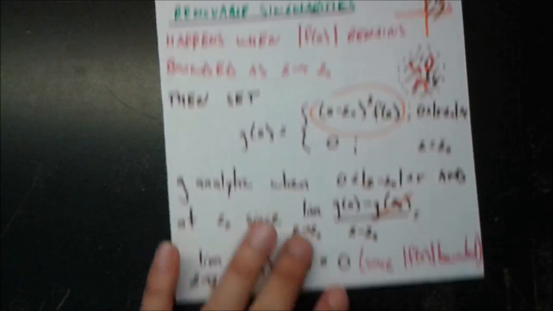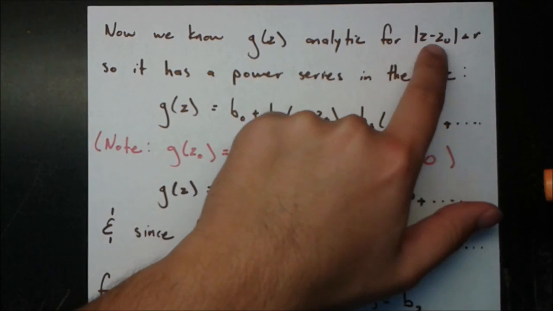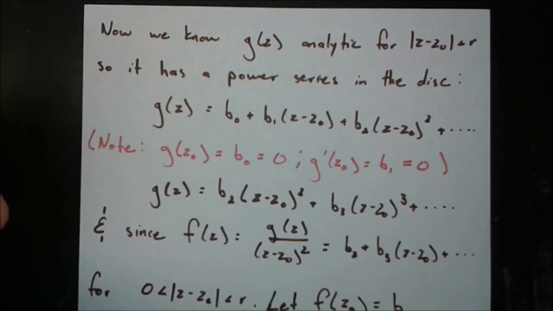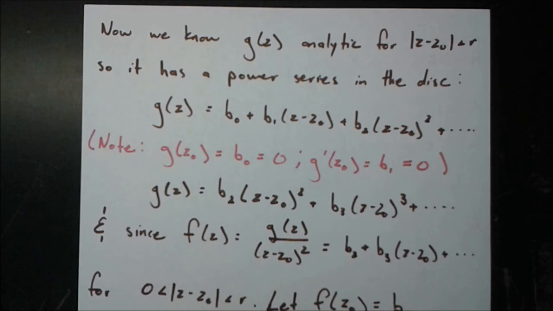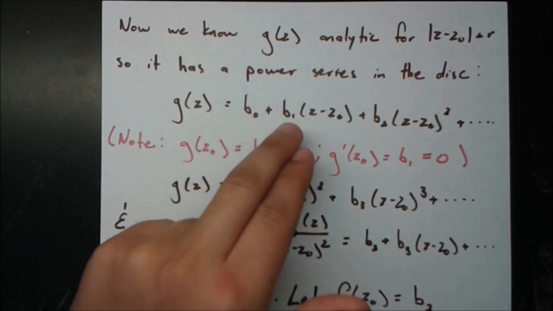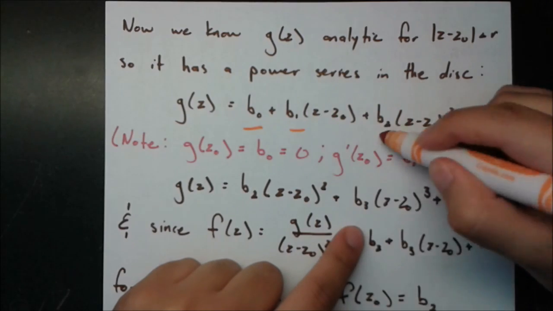It does exist. So what we know now is something even better. We know that g of z is analytic for modulus z minus z0 less than r. That's the whole disk, not the punctured disk, just everything, even including z0. So it has a power series in this disk. Remember we said in previous videos, if it's analytic in the disk, it has a power series in the disk. So we can write a generic power series, g of z equals b0 plus b1 times z minus z0, and so on. So these are all coefficients right here. This one, this one, this one, and so on.